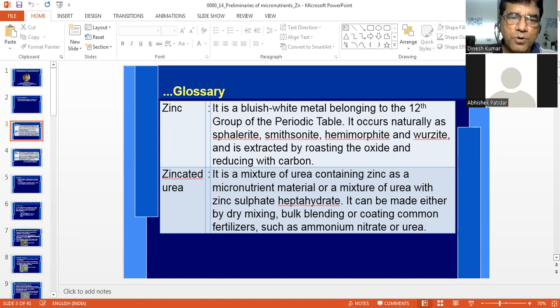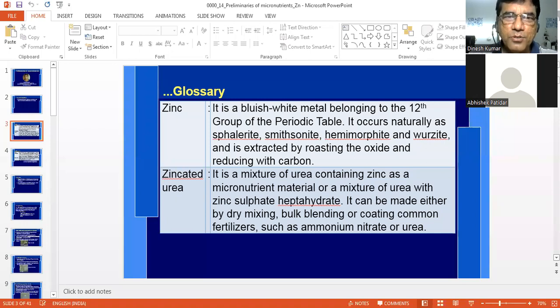It is used to coat the urea. Now, the question comes: what should be the minimum level of zinc in zincated urea, and why is zincated urea required? Do you know about zincated urea? It means urea which has zinc is zincated urea, and it has become part of Fertilizer Control Order, FCO 1985.